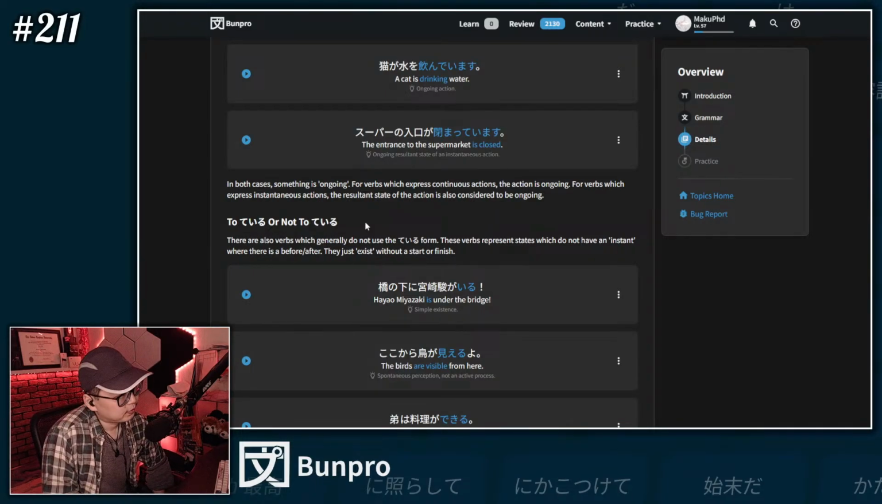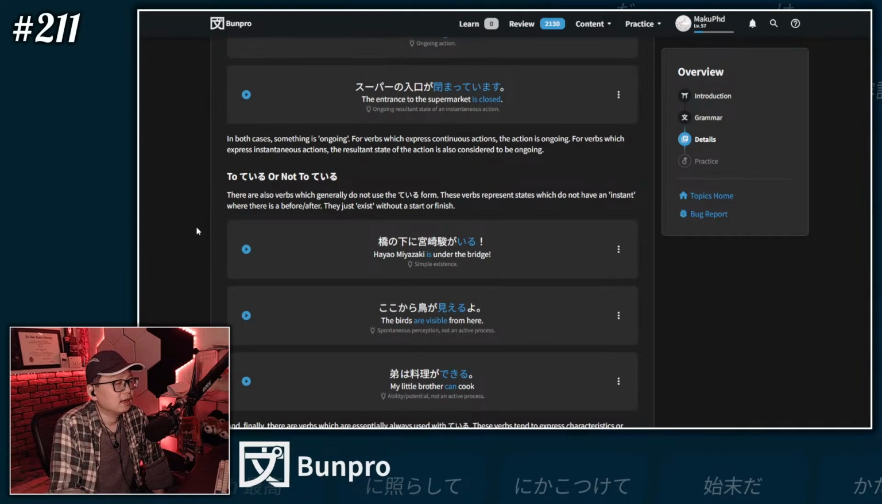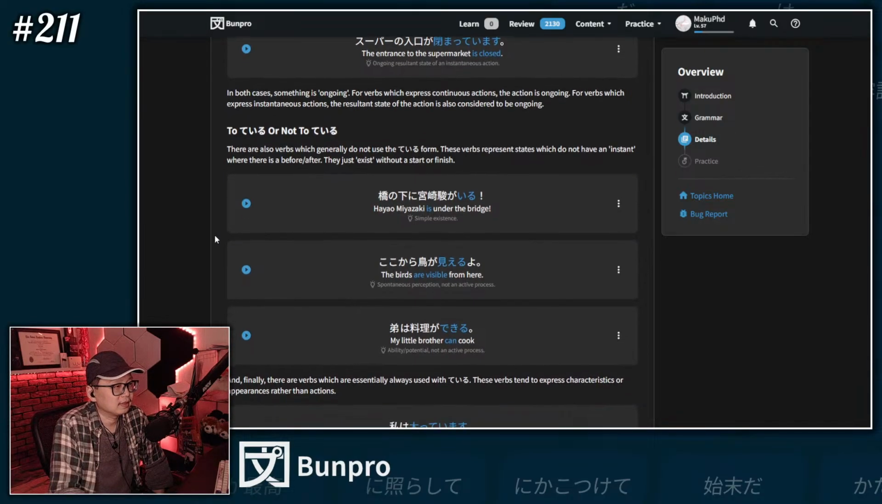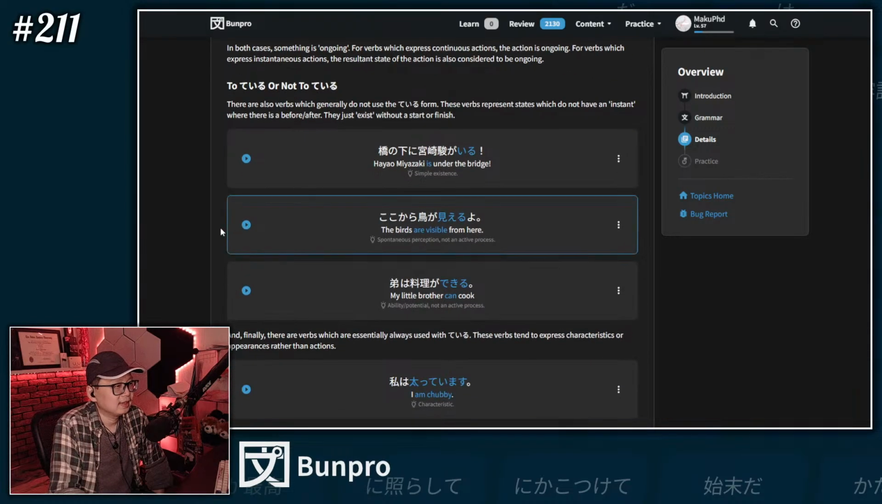There are also verbs which generally do not use the teiru form. Oh, okay. These verbs represent states which do not have an instant where there is a before and after. They just exist without a start or finish. Well, of course, iru would be one of them. 橋の下に宮崎駿がいる。 Yeah, simple sentences.